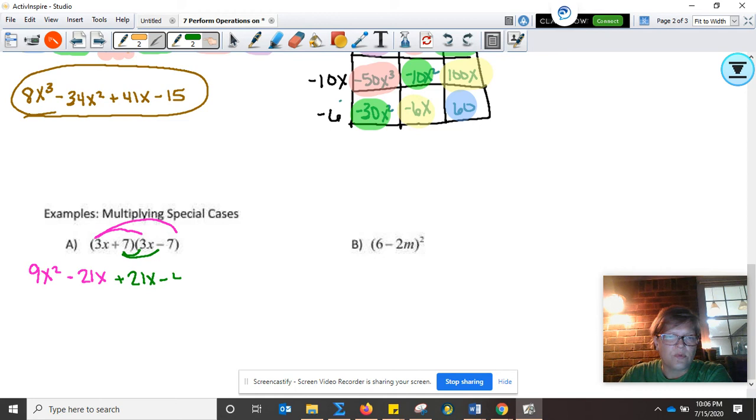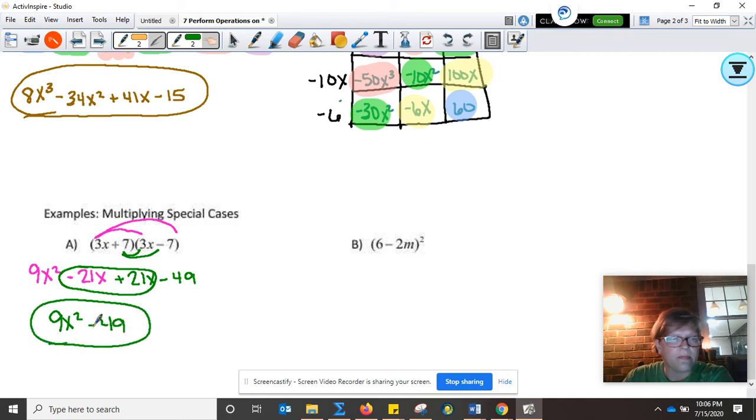And then minus 49. And this is called a difference of two squares. They're exactly the same. One's addition and one's subtraction. These right here are your like terms, and they cancel out. So we're left with 9x squared minus 49. And this is why it's a difference of two squares. You're subtracting. 9x squared is a perfect square, and 49 is a perfect square.